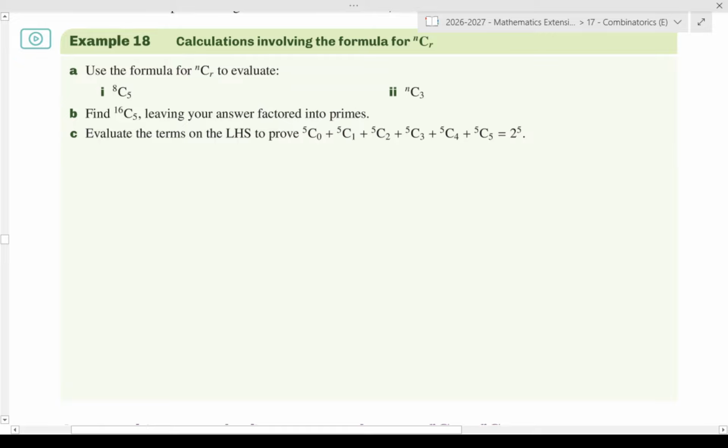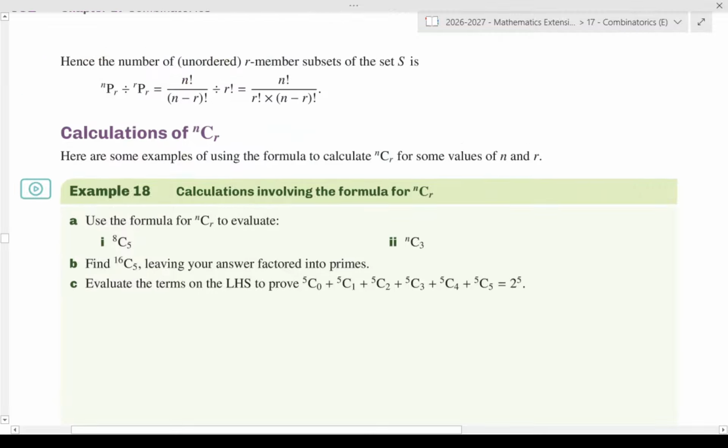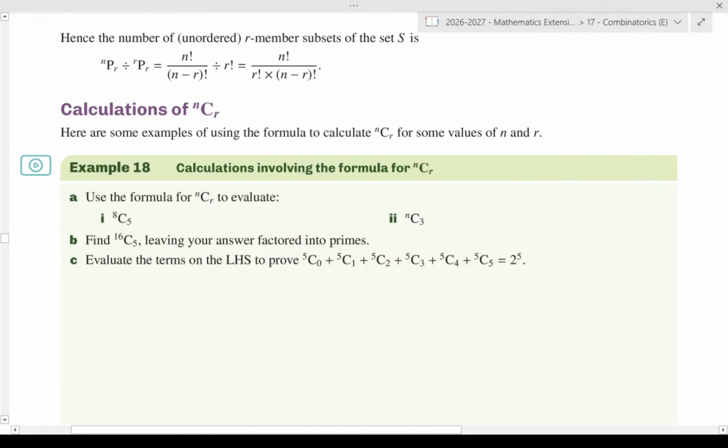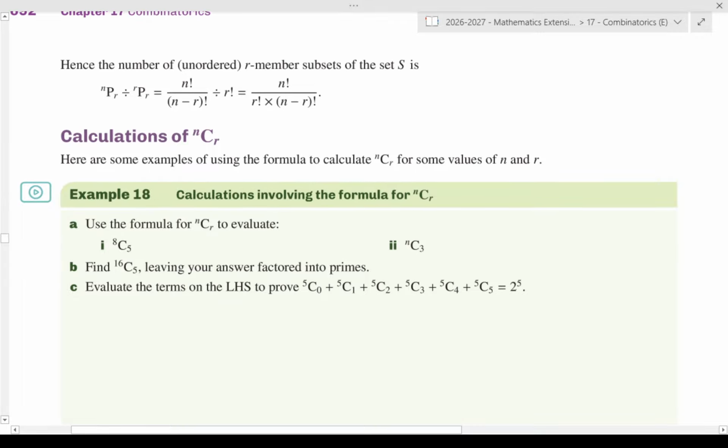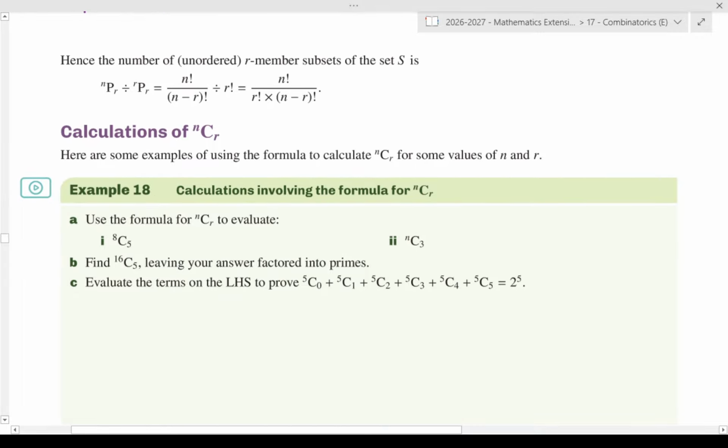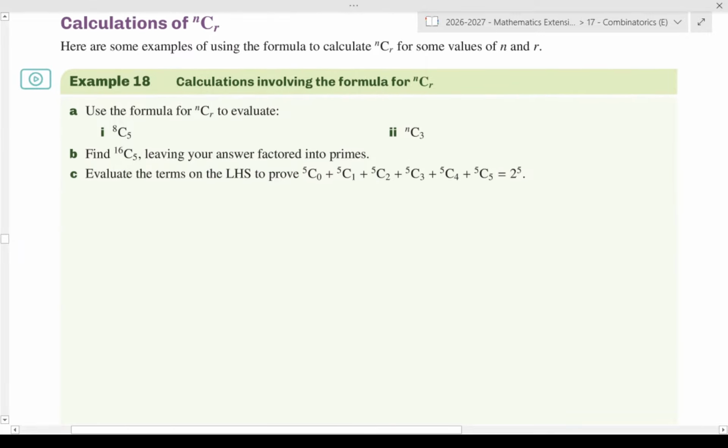Okay, we are using the formula for nCr to evaluate the following. Now, the good thing is the formula is pretty straightforward. In fact, we actually have it just up here. Well, there it is. So the evaluation for unordered r-member subsets of the set S, and don't worry, we will have gone through that in class. So we're just going to use it now.